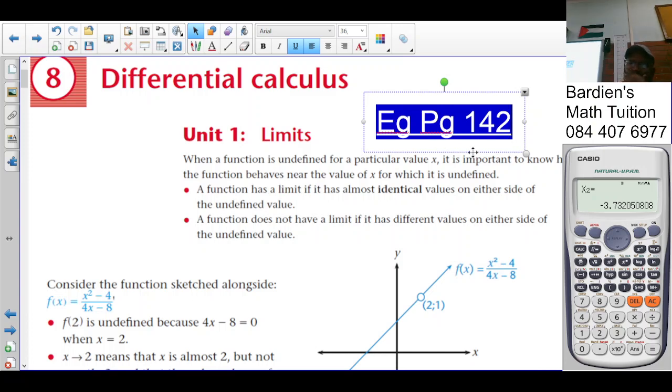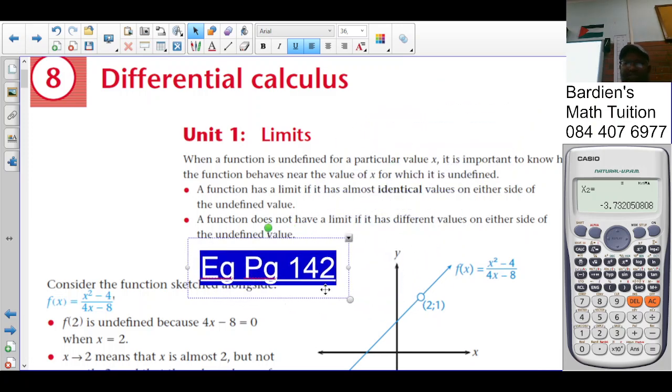Differential calculus. So unit 1, we are told that when a function is undefined for a particular value of x, it is important to know how the function behaves near the value of x for which it is undefined. Okay? A function has a limit if it has almost identical values on either side of the undefined value. That's very important to note, so that's the first note you're going to make. A function has a limit if it has almost the same identical values on either side of the undefined value. Okay.